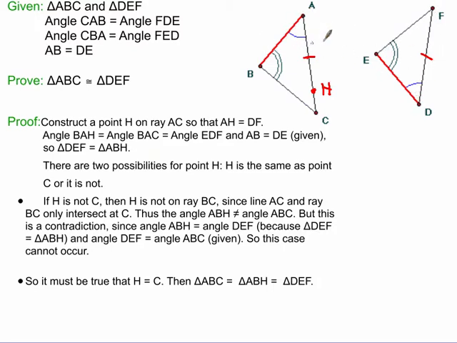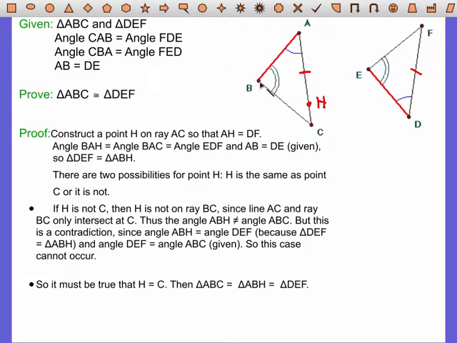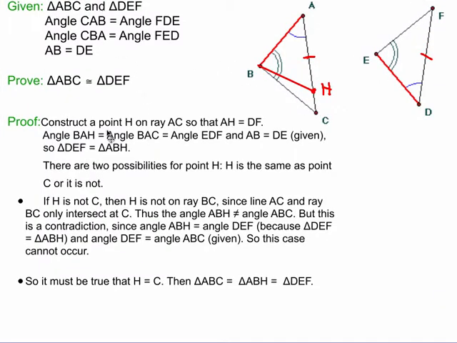Remember, we haven't proven these triangles are congruent, so we can't say for a fact that AC and DF are the same length yet. But we're going to say that AH and FD are congruent. We're going to construct H especially so that that'll be true. Okay, so I'm going to go ahead and connect B and H. So I make this other little triangle ABH. Okay, now that I've done that, we know that angle BAH is the same as angle BAC because H is on AC. And that's also the same as angle EDF.